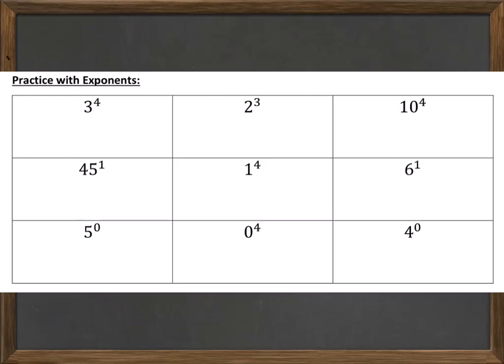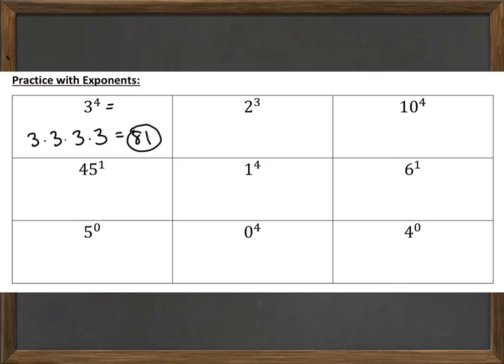So 3 to the 4th power, remember that base is 3. 4 tells us that we're going to write 3 four times. So 3 to the 4th power is equal to 3 times 3 times 3 times 3. So again, you can either type 3 to the 4th power into your calculator, or you can type in 3 times 3 times 3 times 3. Either way, the final answer is 81.